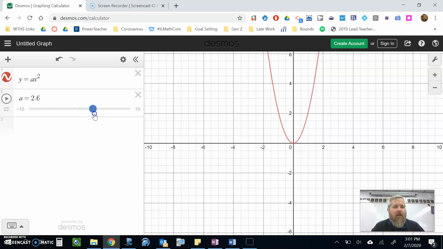Great. Sliding it, I don't know if you notice this. Check this out. When A is 2, 1, 2, it opens up. It changes the shape of it, right? It gets narrower, it gets wider. But when does it open down? It goes down when it's negative.